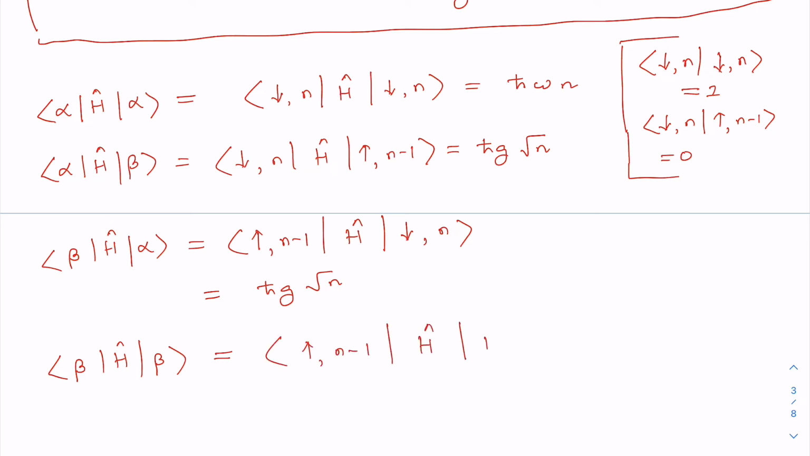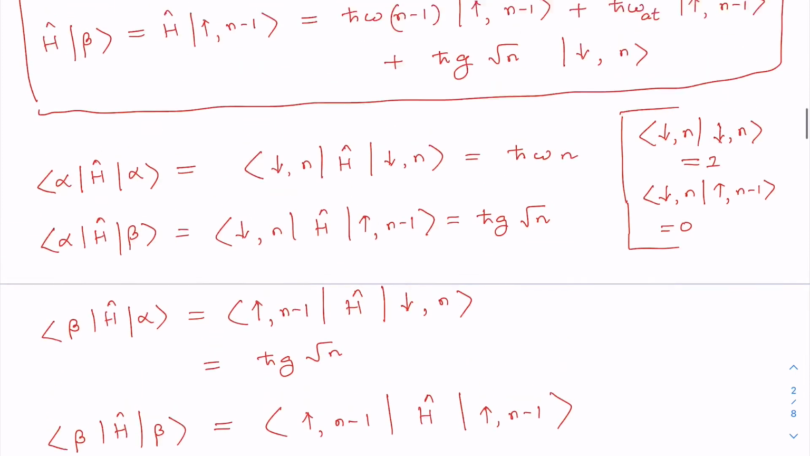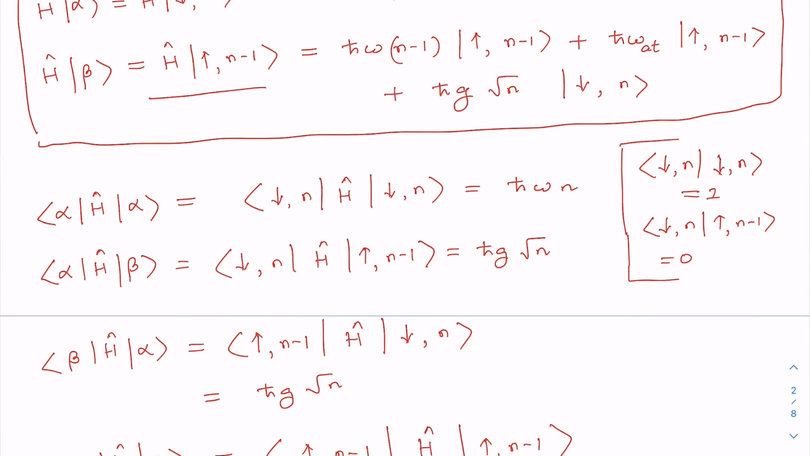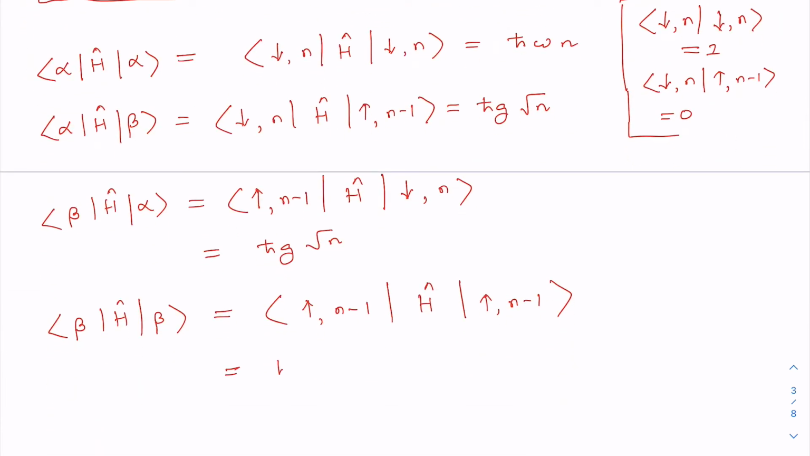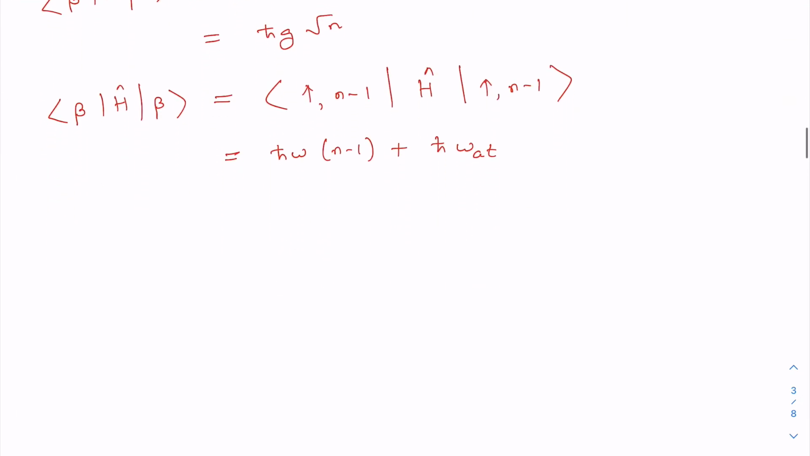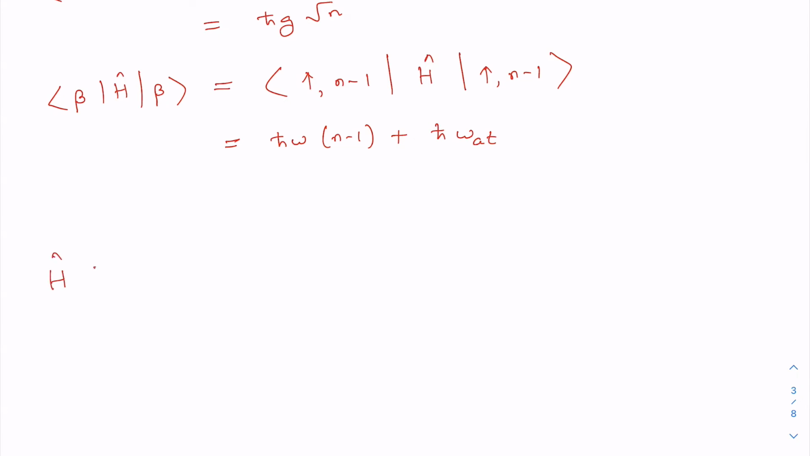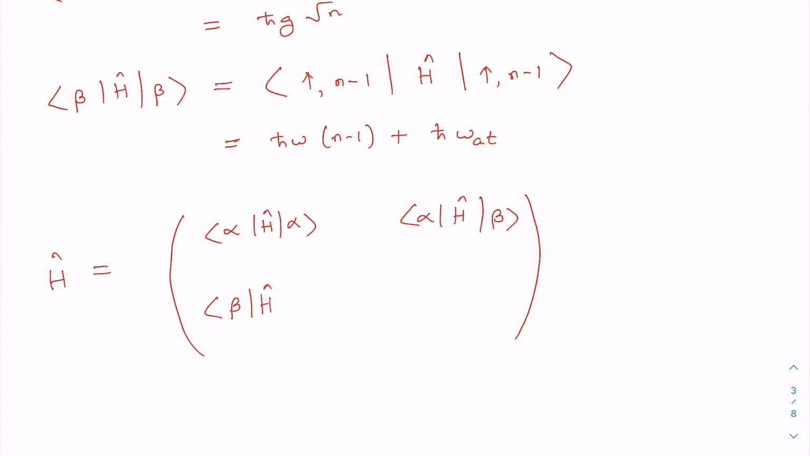You will have this one here, so you just have to take the inner product with the state, then you are going to get it as h cross omega n minus 1 plus h cross omega atom. So thus we can write the Hamiltonian in the matrix form as follows. Now we have all the elements at our disposal, so we have this matrix element alpha h alpha, alpha h beta, beta h alpha, and beta h beta.